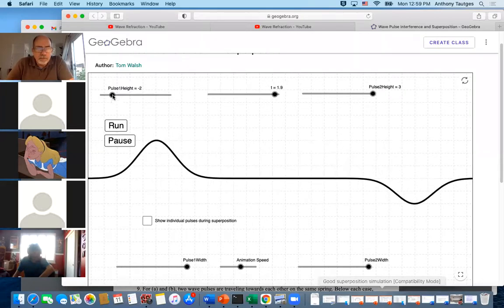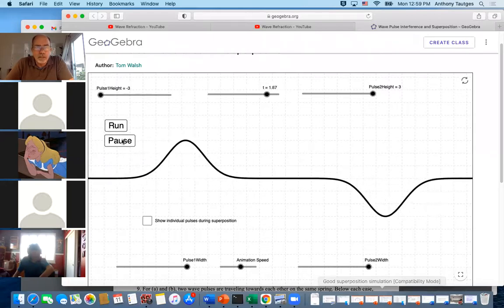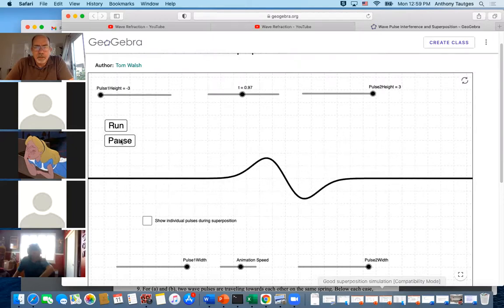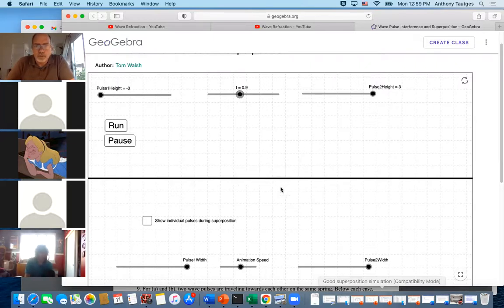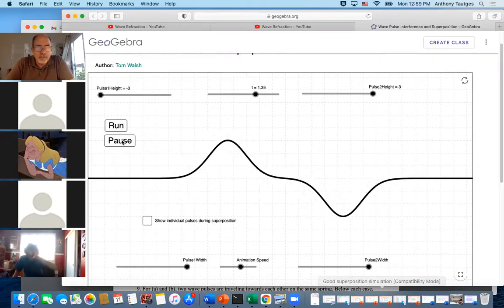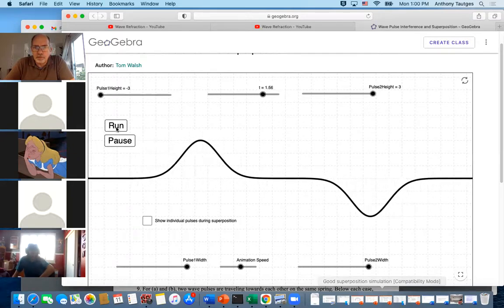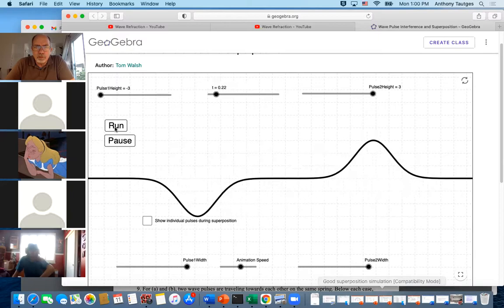And then if I put the pulse heights as exactly the same, +3 and -3, and I let this thing run, there will be a time when, I didn't do that right, I'll have to reverse the time a little bit, where they will completely cancel each other out. This is called total destructive interference. This will be the case if they have the same shape and the same amplitude, except one is positive and one is negative. So this is superposition as well.